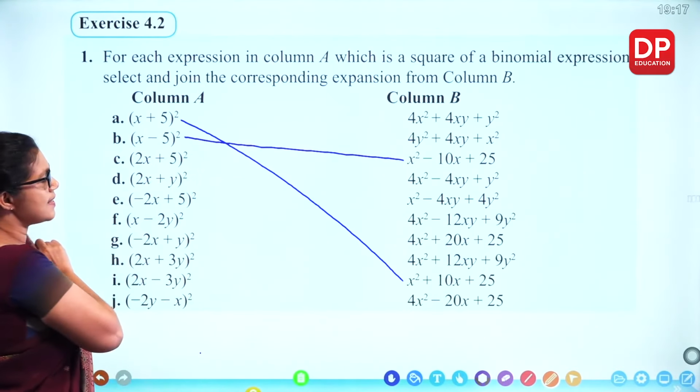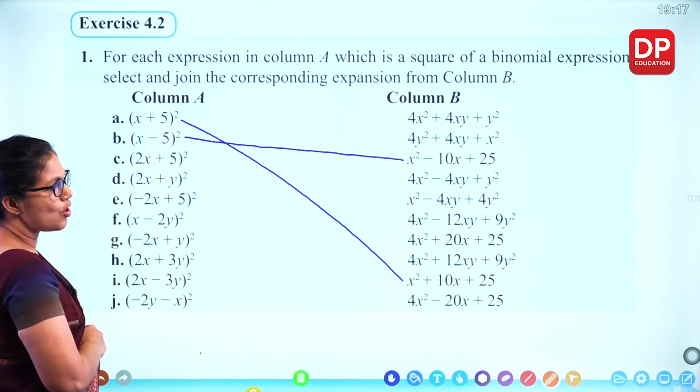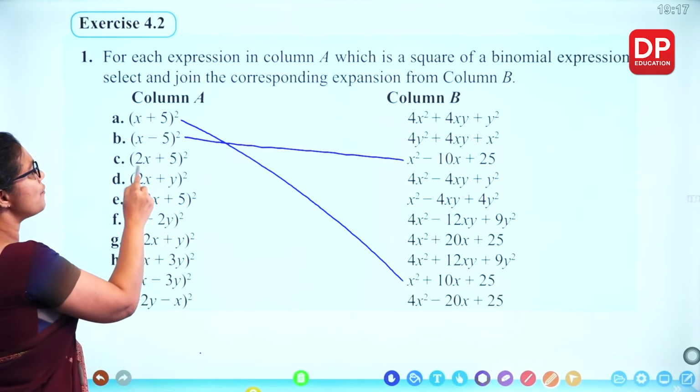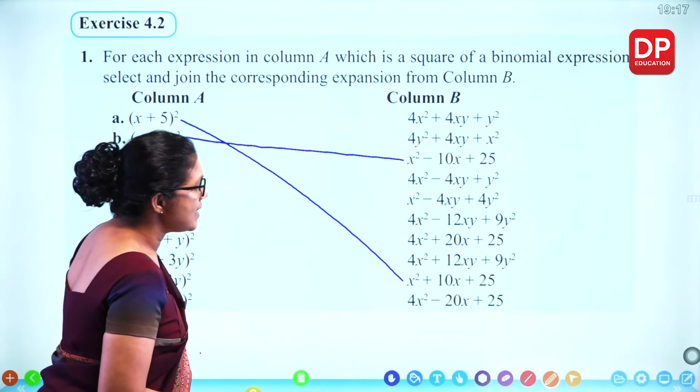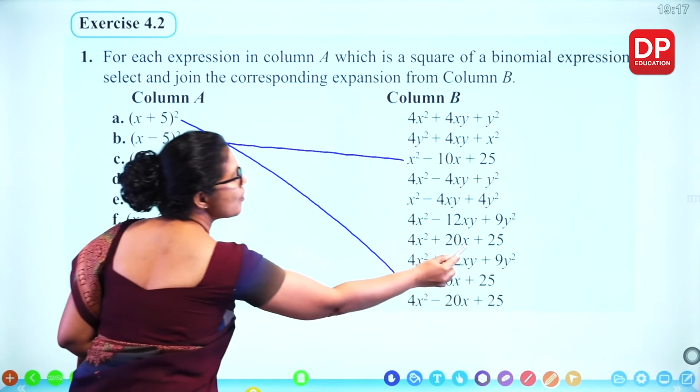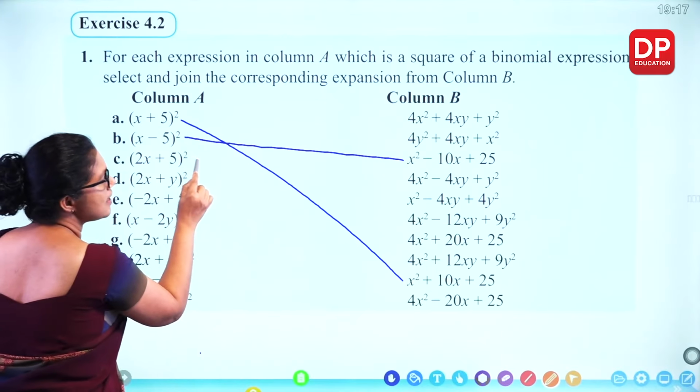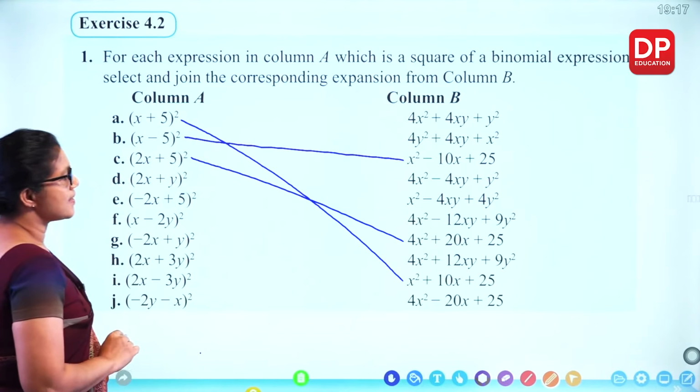So here plus is there. So that term is also plus. Double of this. 5 times 2 is 10. 10 times 2, 20. So can you see? You are getting 20. So the third answer is this.